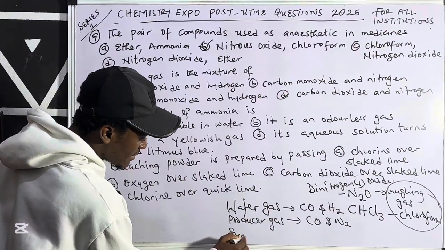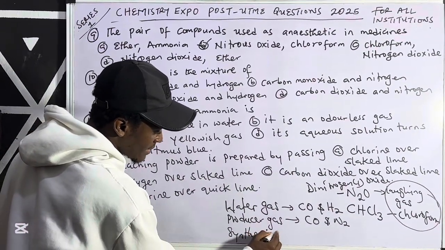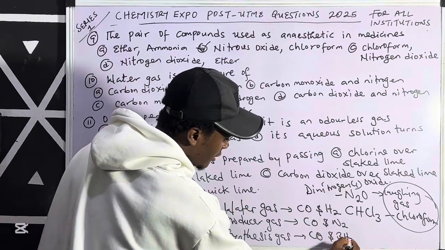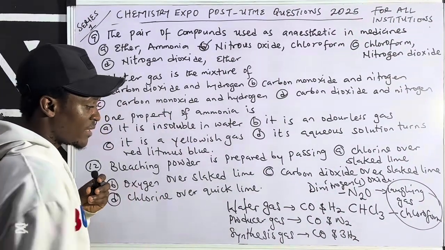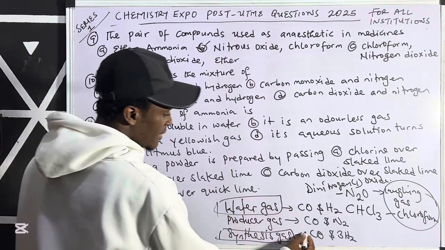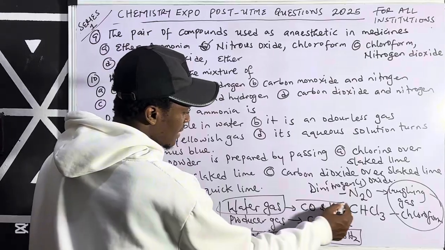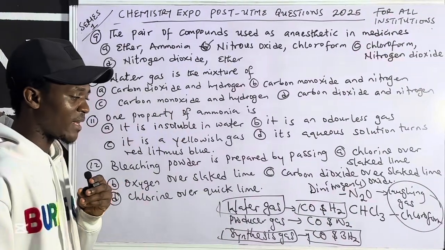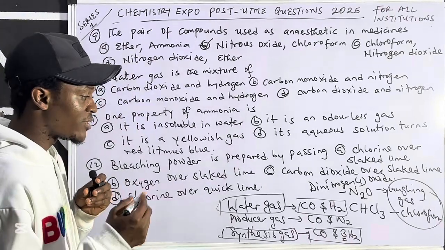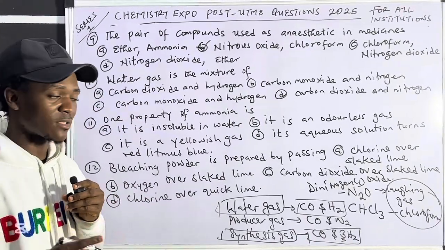Then synthesis gas is made up of CO and three molecules of H2. So what can you observe? Now in synthesis gas and water gas, you are having the same constituents, but what differentiates them is that synthesis gas is having three molecules of hydrogen gas. So take cognizance of that.